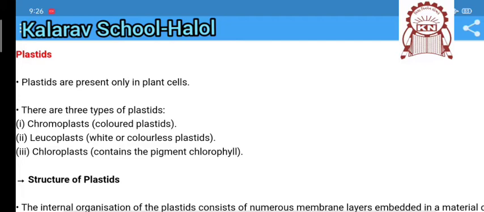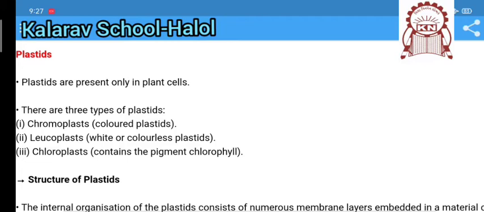In the previous lecture we had studied the different parts of the plant cell, both internal and the outer region. So in today's lecture I will continue with the cell organelles, that is plastids as well as vacuoles. So number one is plastids.